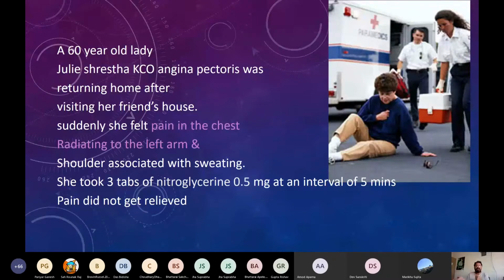Okay, so we'll talk about all these treatments in detail in the coming slides. We'll start with a case of a lady. Okay, so there is a case, Julie Shrestha, a 60-year-old lady. Okay, you can see in the slide. Are you able to visualize my slides?